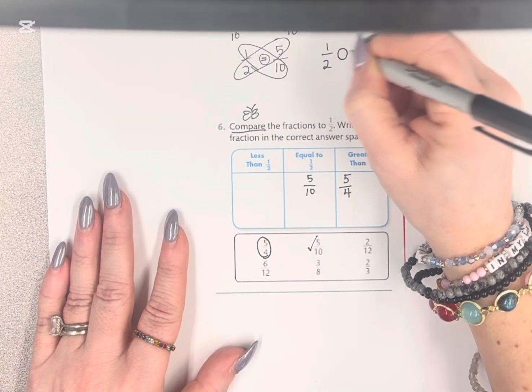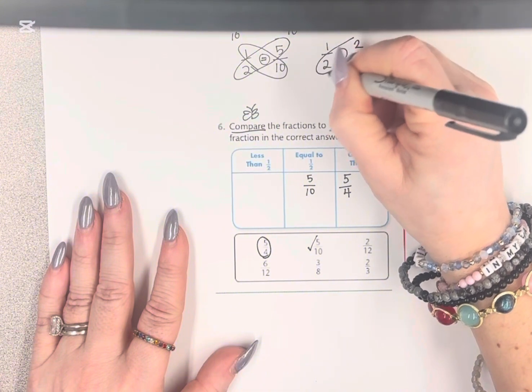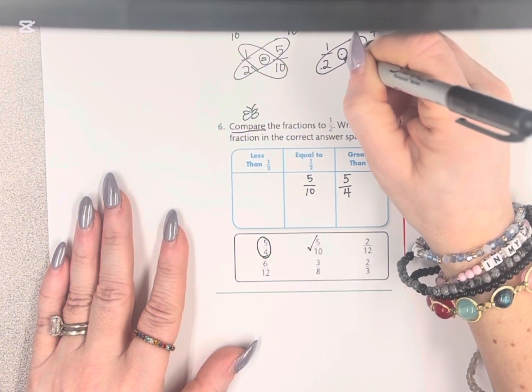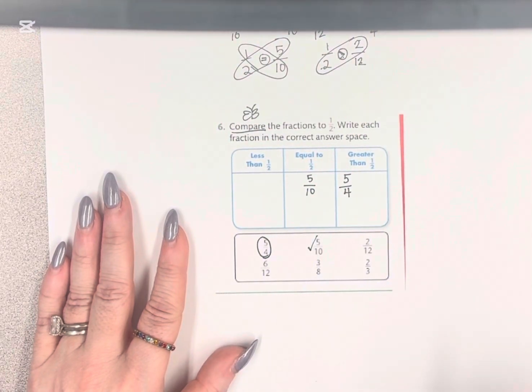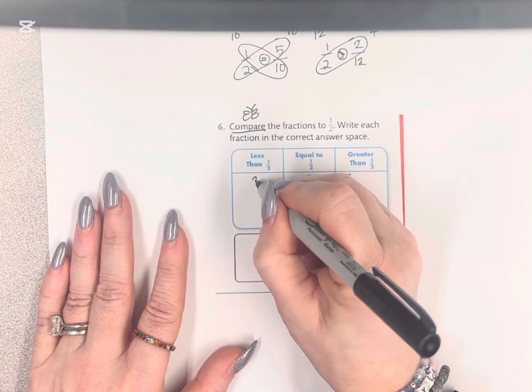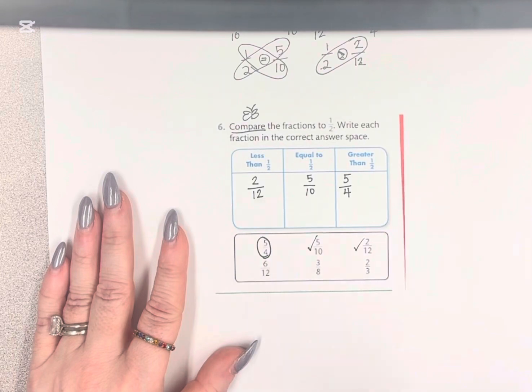1/2, 2/12. Butterfly strategy. 2 times 2 is 4. 12 times 1 is 12. So 1/2 is greater than 2/12. So 2/12 is less than 1/2. And we check it off.